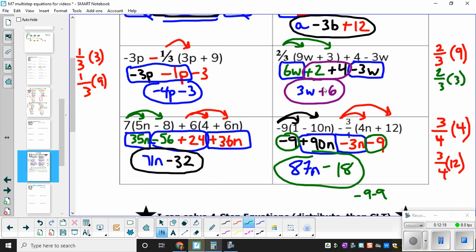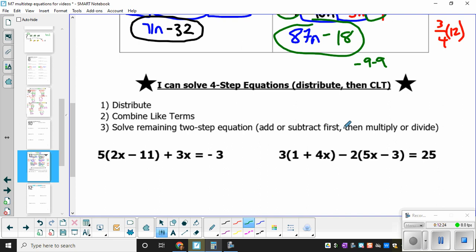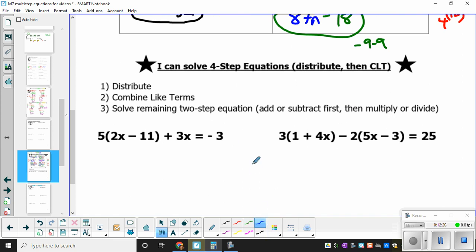All right? Now down here, if you need to pause the video and take a quick break, that's okay. But all we're going to do now is simply apply those steps. We're going to distribute first, then we're going to combine like terms, and then we're going to have a 2-step equation left over like we did in the last video.